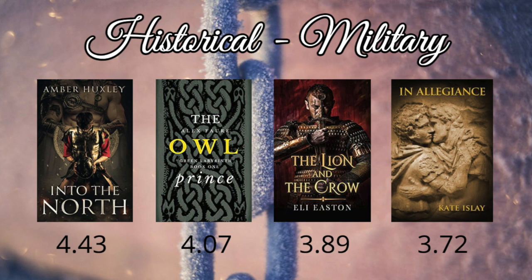We have The Owl King by Alex Farr, which involves fallen Darius war hero commander versus Fionn, who is a Celtic warrior who keeps him. We have The Lion and the Crow by L.A. Easton. The Crow is beauty with wit and strategy, and the lion is a large, fierce warrior, and they go on a quest. And then last is In Allegiance by Kate Islay. This is Matthias, who is an army commander, and Reeve, who is a prince's son and gifted slave.